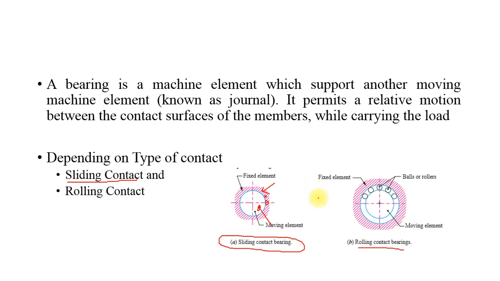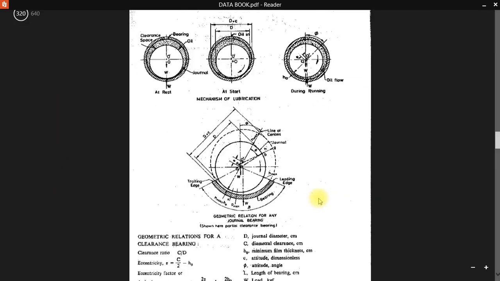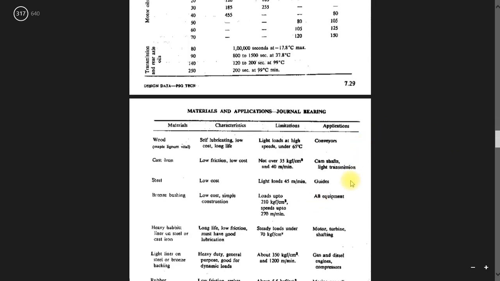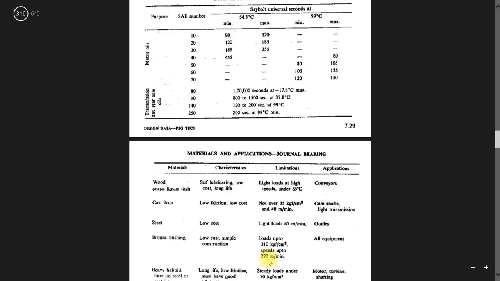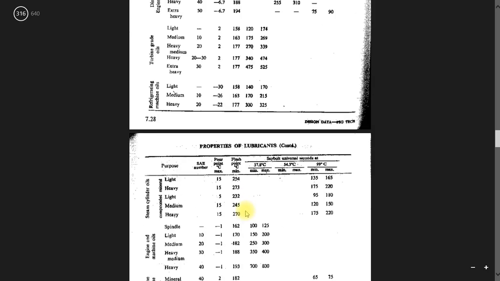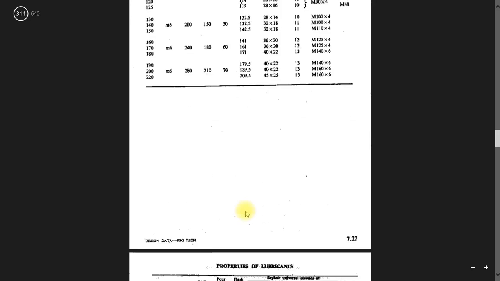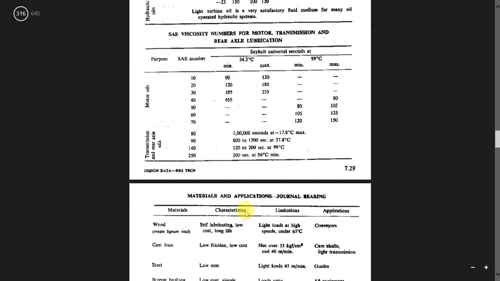Before I go to the problem, let me go to the data book. If you go to your data book, from page number 7.30, I repeat again, from page number 7.30, the data for our bearings are available. You can see here the journal bearing, before which they have SAE numbers. From page number 7.28 itself our bearing has started.